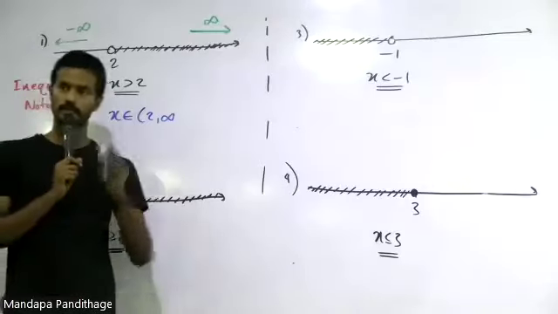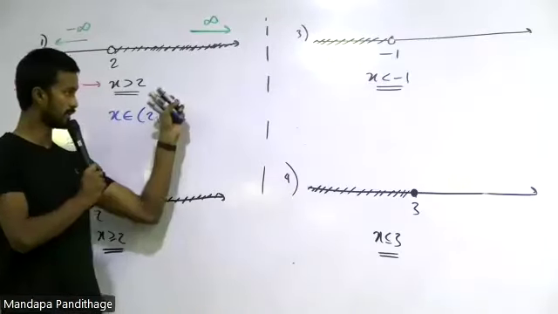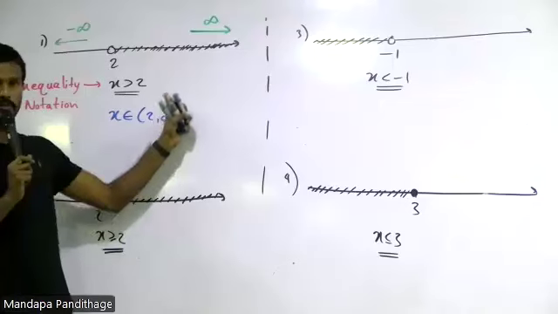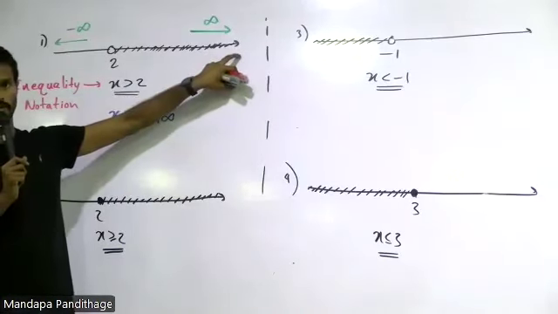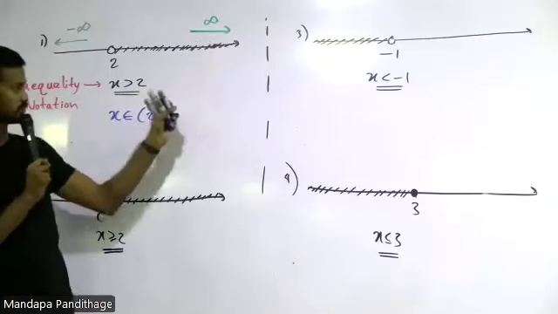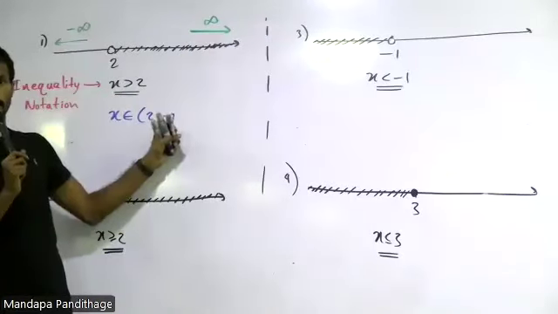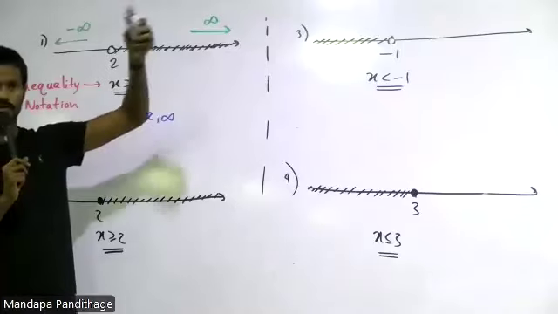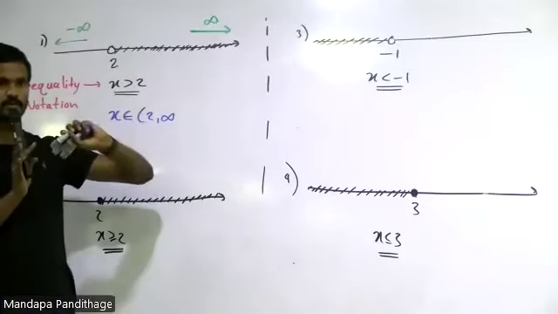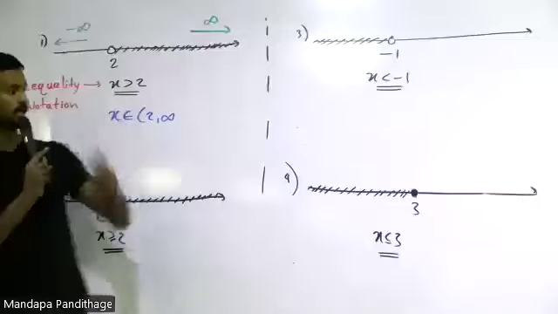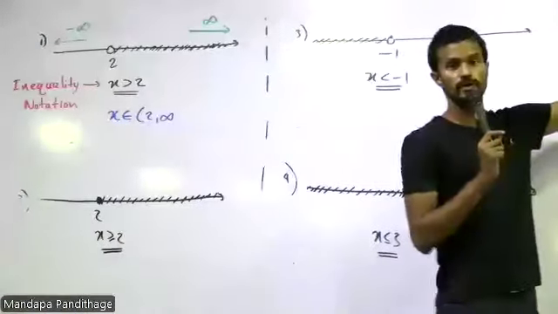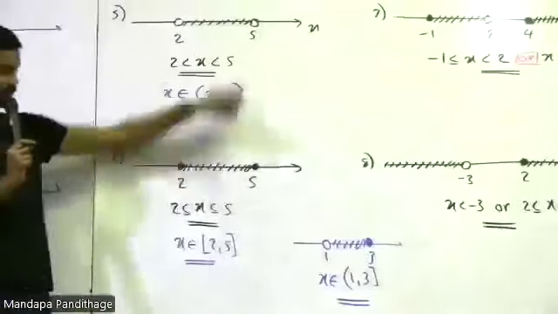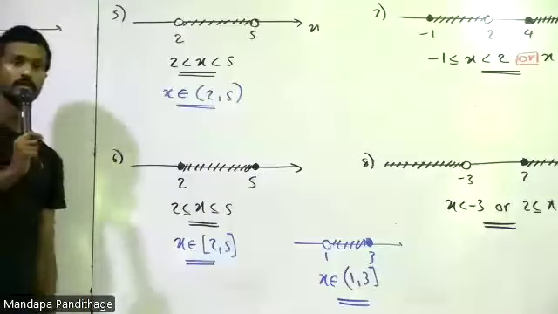The logic is simple. If you are telling me it is a normal bracket, you are telling me that x is not equal to infinity. But if you are using a square bracket, you are telling me that x is equal to infinity. So that is the logic behind that. When it is a normal bracket, x is not equal to 5. But in this case, x is equal to 5.